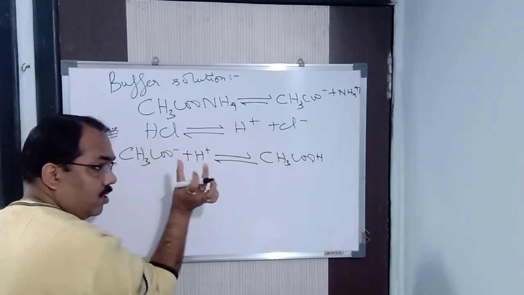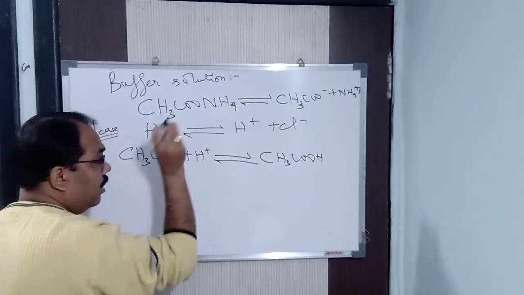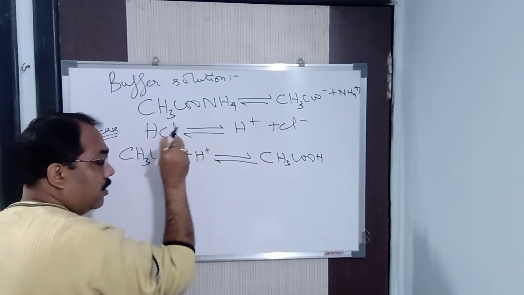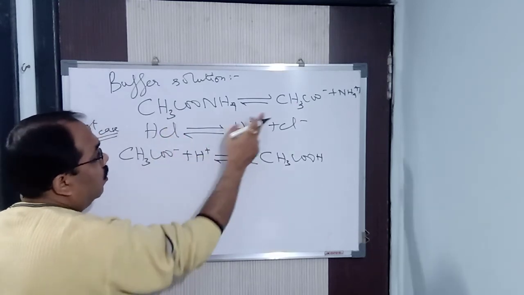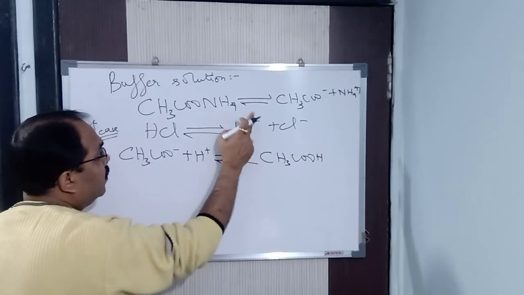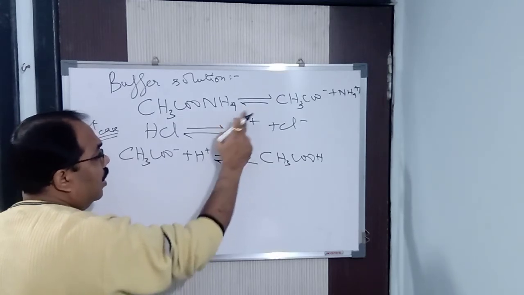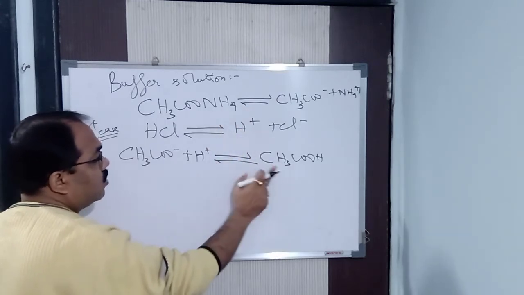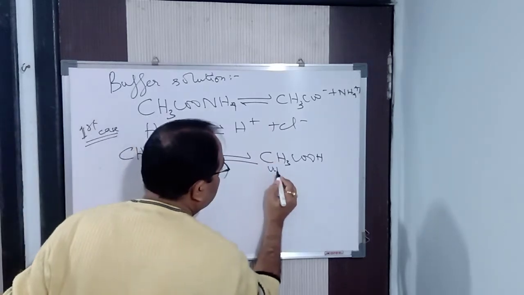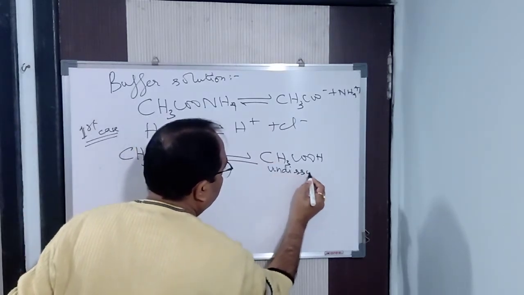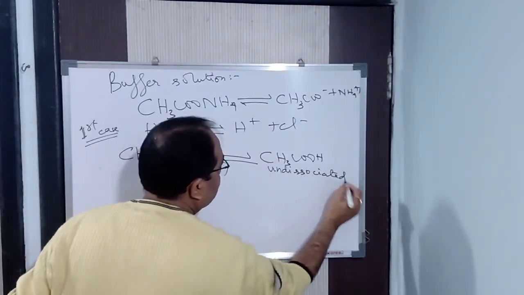A small amount of HCl I am adding to it. Small amount, mind it, that word has to be used. Now the CH3COO minus ion from the buffer solution and the H plus ion from the acid react to form undissociated acetic acid. This is undissociated because acetic acid is a weak acid.